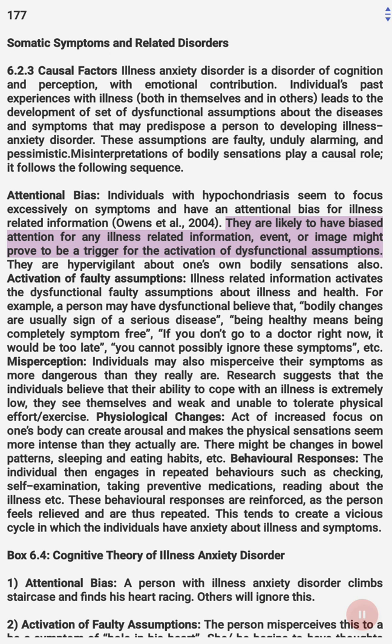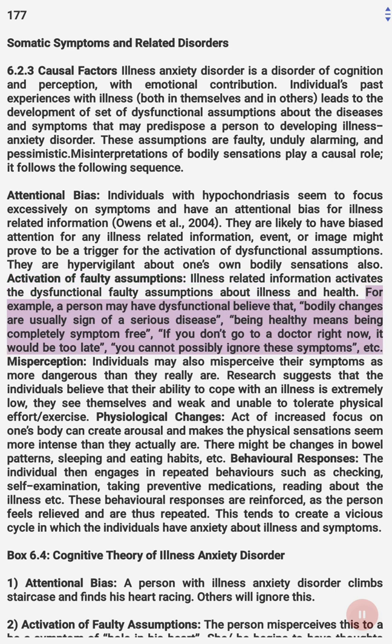They are likely to have biased attention for any illness-related information; any event or image might prove to be a trigger for the activation of dysfunctional assumptions. They are also hypervigilant about their own bodily sensations. Activation of faulty assumptions: illness-related information activates dysfunctional, faulty assumptions about illness and health.